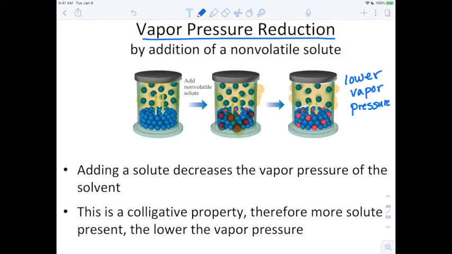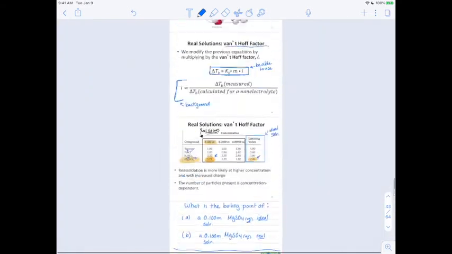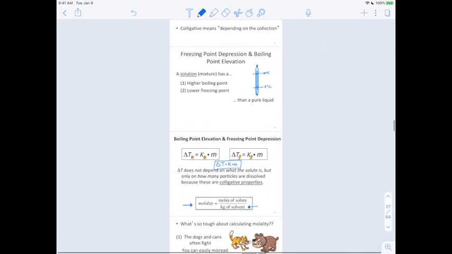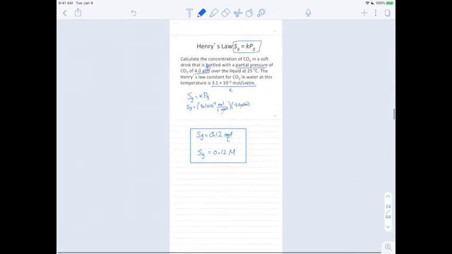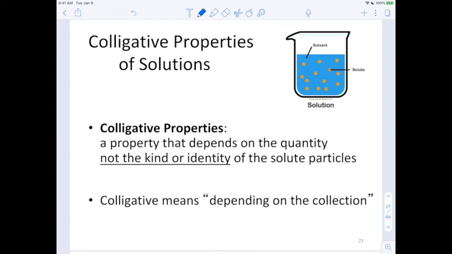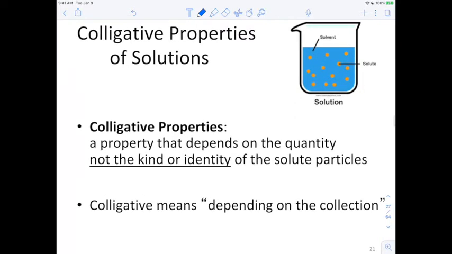What does colligative mean again? So colligative, going way back to... So officially it means depending on the collection. If it's a colligative property, it's a property that does not depend on the type of solute. It means we don't care if it's sugar or salt or ethylene glycol or any other solute. All we care is how much we have of that solute. Does that answer the question?